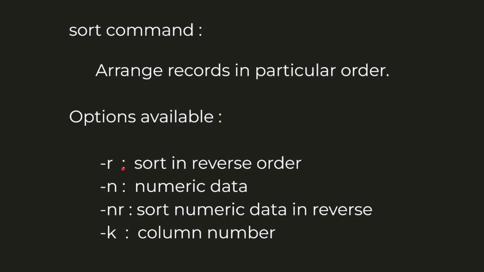Hyphen R. It is used to sort the records in descending order, that is in the reverse order. Hyphen N. It is used to specify that the column contains numeric data. Hyphen NR, it is used to sort the numeric data in reverse order. Hyphen K, it is used to specify the column number based on which the data has to be sorted.